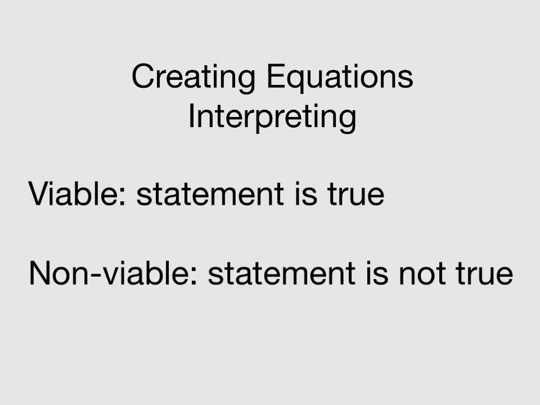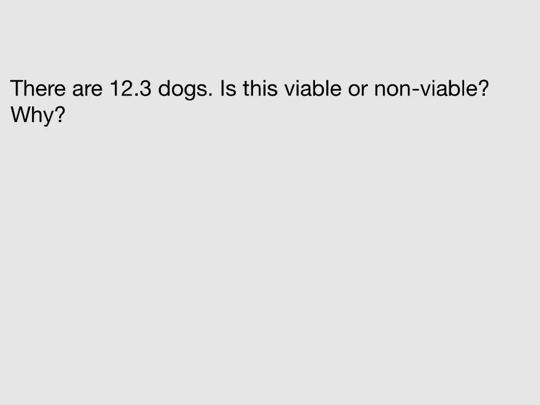Now we're going to do creating equations and interpret these. So we have to know two things, viable and non-viable. Viable is when your statement is true or can happen, and non-viable is when your statement is not true. So let's look at some examples.